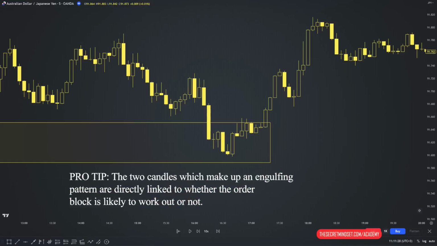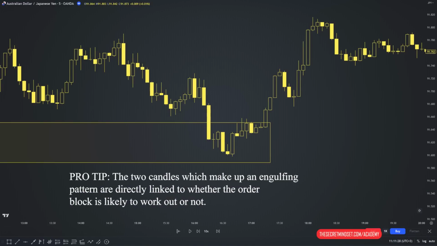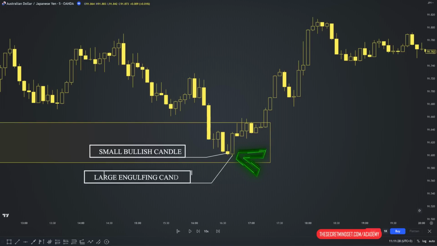The candles which make up an engulfing pattern are directly linked to whether the zone is likely to work out or not. I want you to look at this engulfing pattern. These two candles which make up this engulfing structure. The first is a small bullish candle, and the second is this bearish engulfing candle. Whenever you see a small candlestick engulfed by a large candlestick in an order block, it's a decent indication that the market is going to move out of the order block.